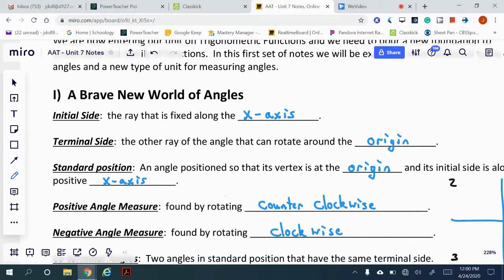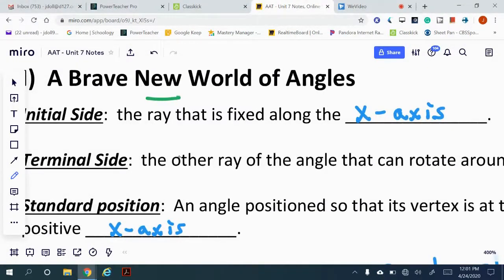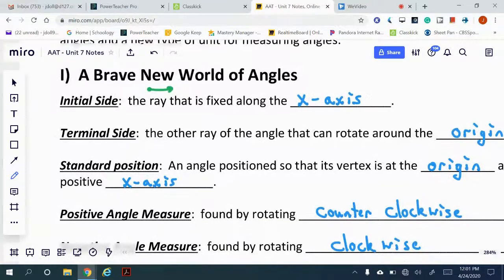So let's start talking about some new vocabulary that we're going to be using and need to be familiar with. The first one is the initial side. The initial side of an angle in this brave new world is a ray. Remember, a ray is a line, kind of, but it only goes one way, right? It starts at a fixed point and then goes one direction. That's a ray that is fixed along the x-axis.